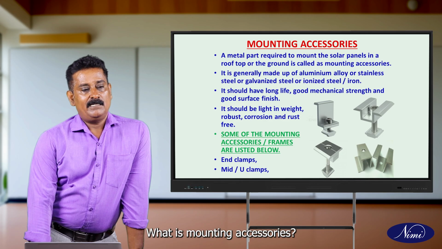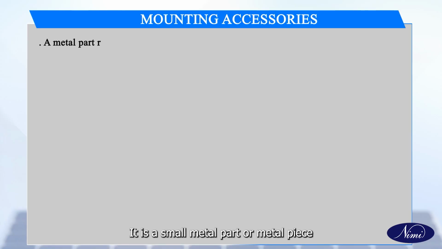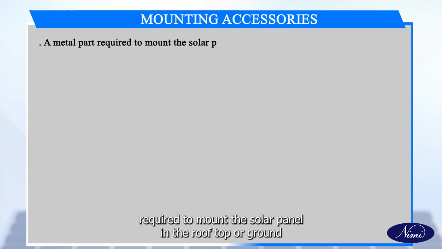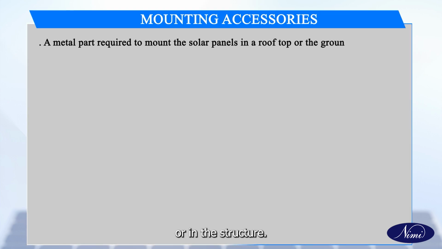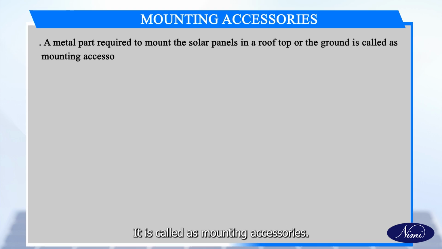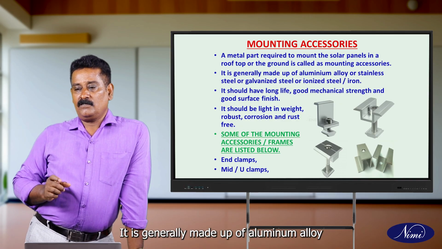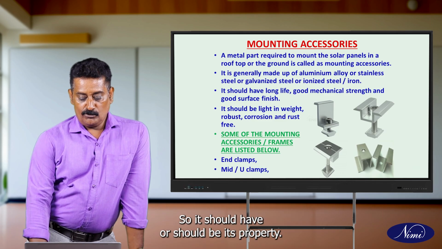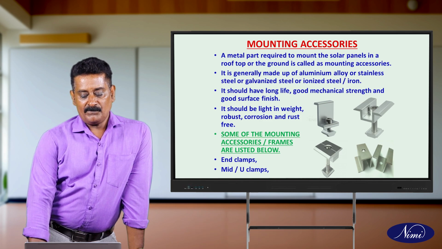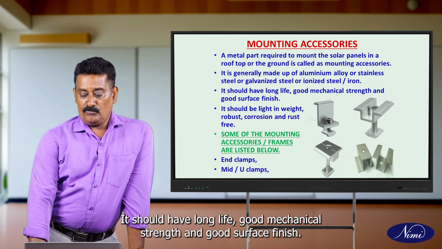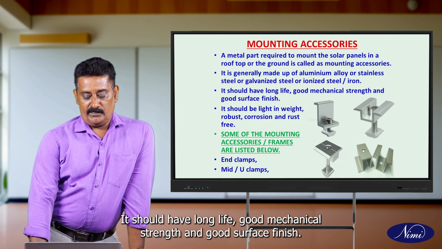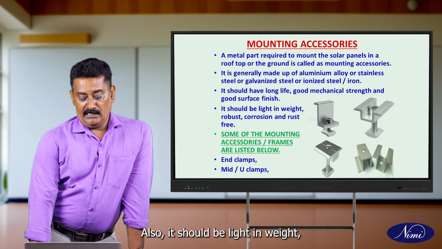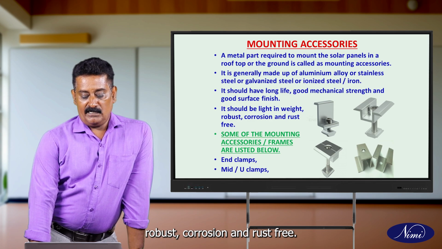Next is the mounting accessory. What are mounting accessories? It is a small metal part or metal piece required to mount the solar panel on the rooftop, ground or structures. It is called a mounting accessory. It is generally made of aluminum alloy, stainless steel, galvanized steel, anodized steel or iron. What should its properties be? It should have long life, good mechanical strength and good surface finish. Also, it should be light in weight, robust, corrosion and rust free.